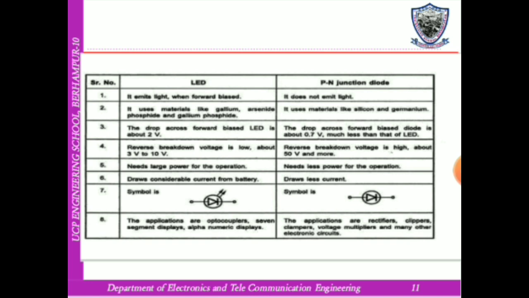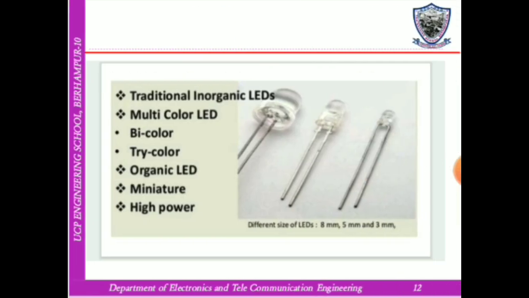The applications of LED: optocouplers, 7-segment display and alphanumeric display. PN junction diode: it does not emit light. It uses materials like silicon and germanium. The drop across a forward biased diode is 0.7 volt, much less than that of LED. The reverse breakdown voltage is high, about 50 volt and more. It needs less power for operation. It draws less current. And this is the symbol of PN junction diode. The applications are rectifiers, clippers, clampers, voltage multipliers, and many electronic circuits.